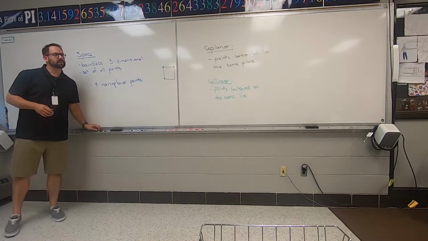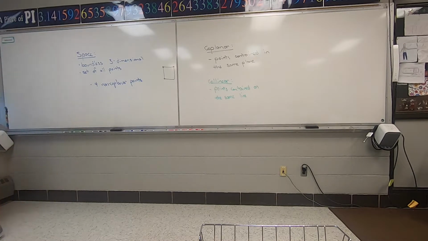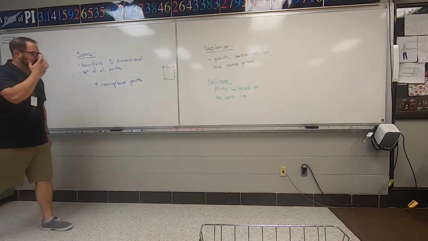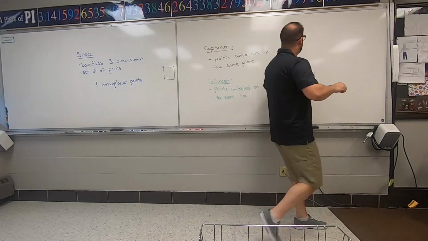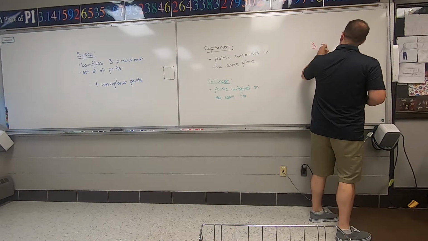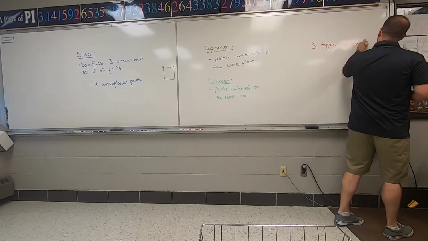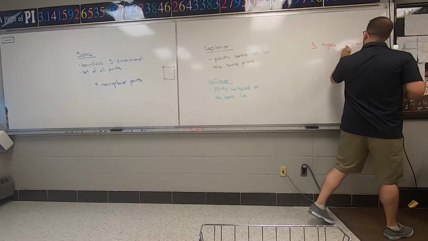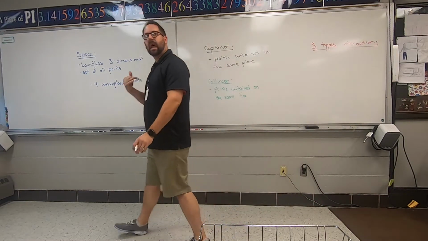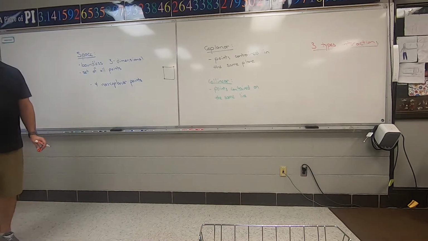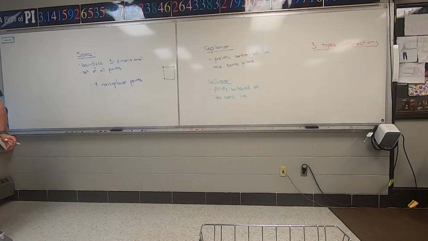So these other ones go down. All right. Okay, let's get to another word. So we had collinear. Now we need to talk about those 3 types of interactions. There's 3 types of interactions that lines, planes, other things can have. Now I'm going to define this for lines only, and then we'll talk about planes in a minute.